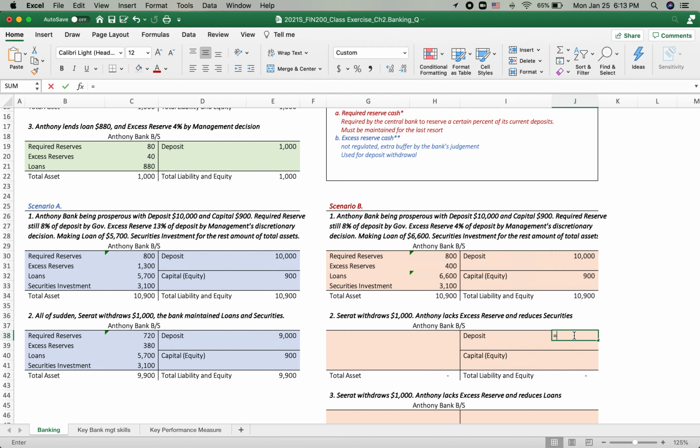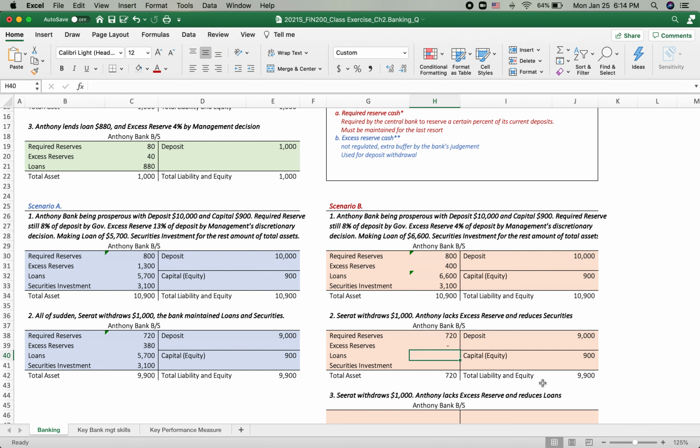So deposit amount 10,000 minus 1,000, so 9,000, and the capital doesn't change. Then required reserve. Okay, the required reserve is now always a starting point because 8% is the required, never changed. So 720. How much is excess reserve? Excess reserve 400 is way lower than the $1,000 deposit withdrawal request. So it's definitely zero. There's no excess, you don't have to calculate.